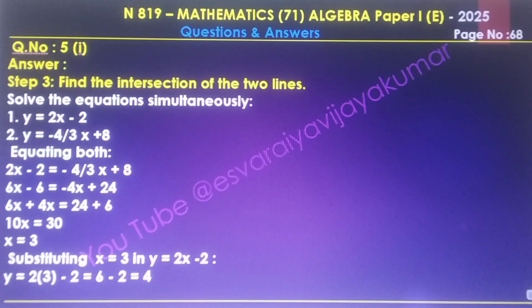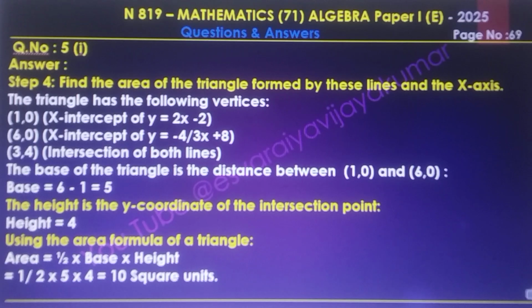And step number 3, find the intersection of these two lines. Solve the equations simultaneously. Take y equal to the first equation and y equal to the second equation, and equate both. Substituting, we get the value like that. And step number 4, the points 1 comma 0, 6 comma 0 and 3 comma 4 are the intercepts of both lines. We are applying the equations.